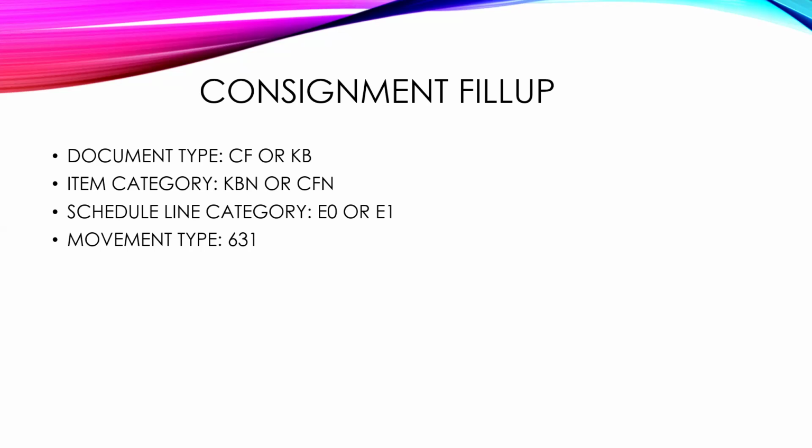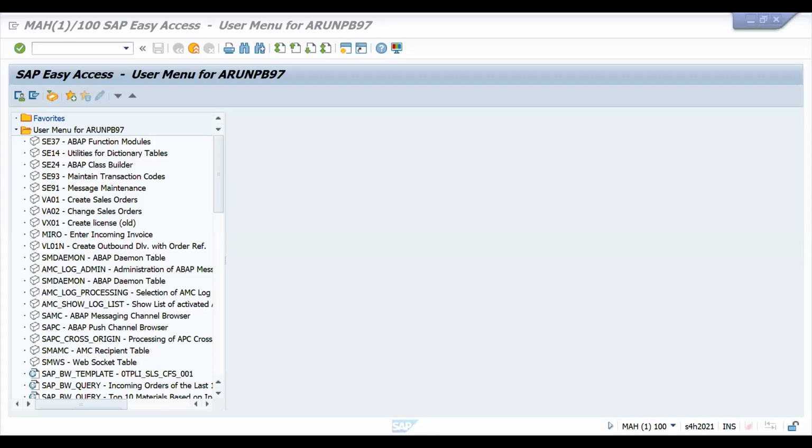So why do we have 631? Let me explain. I will try to show you. We'll try to learn everything practically. If you started on S/4HANA also, no problem.